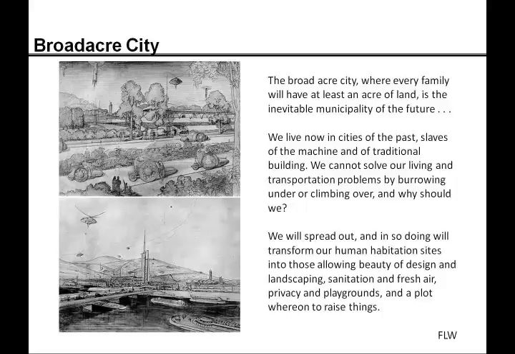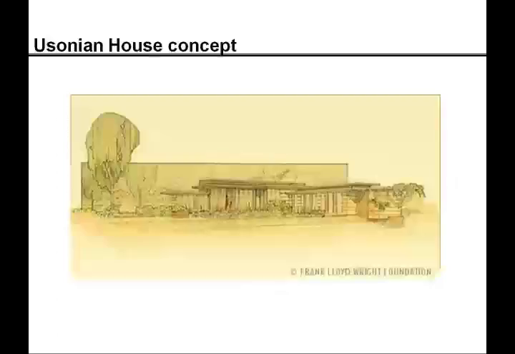One of the most important aspects of the Broadacre City was the Usonian house concept, because on these acreages, every American family would be able to have their own home. And so the Usonian house is sort of hatched as this proper environment for the Broadacre City. And Usonian comes from the idea of utopian and US, United States. And Wright felt this would be eminently democratic.